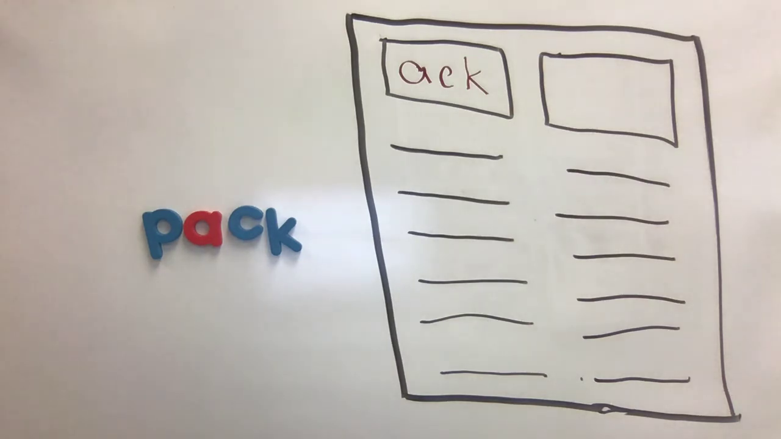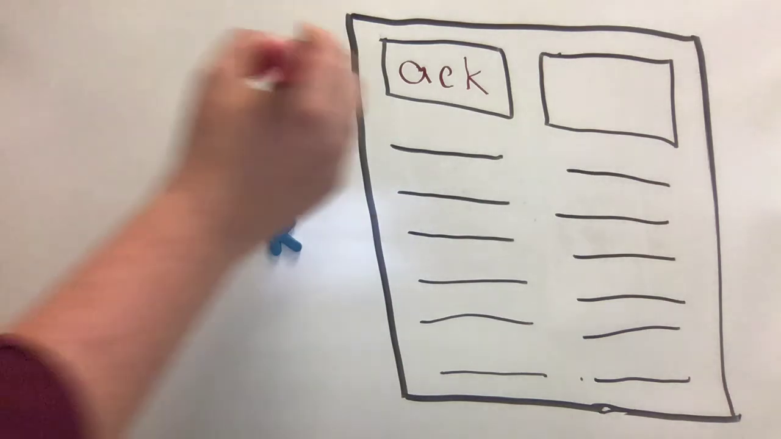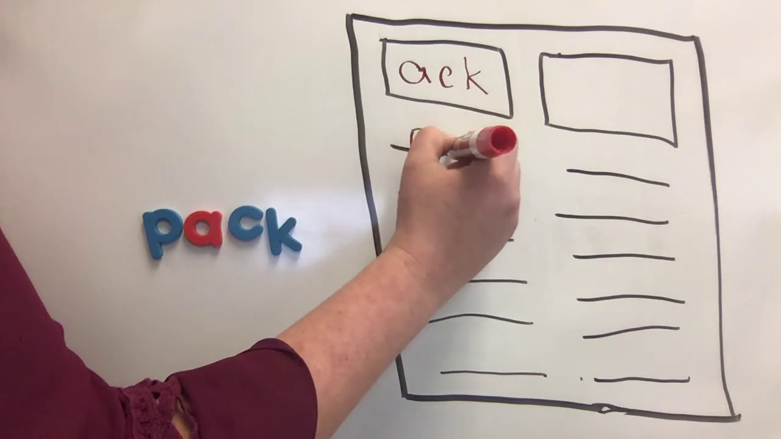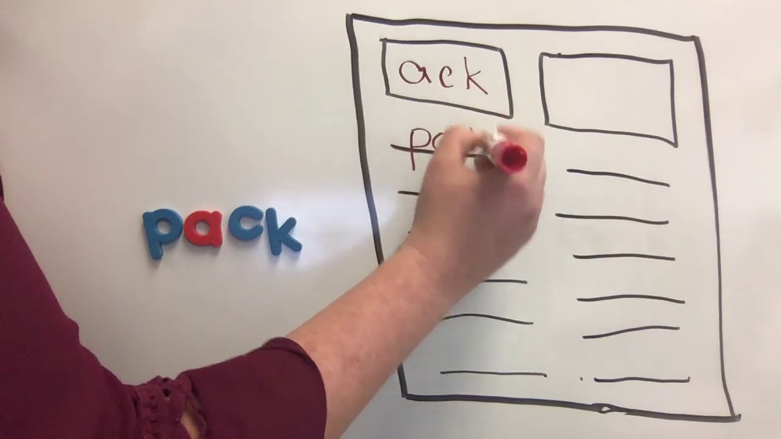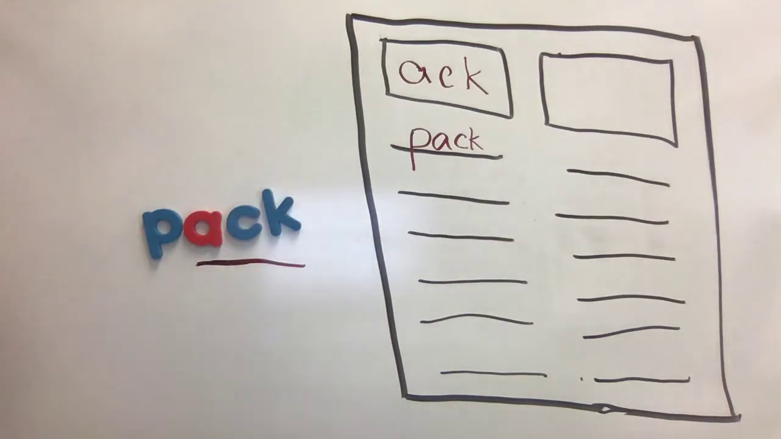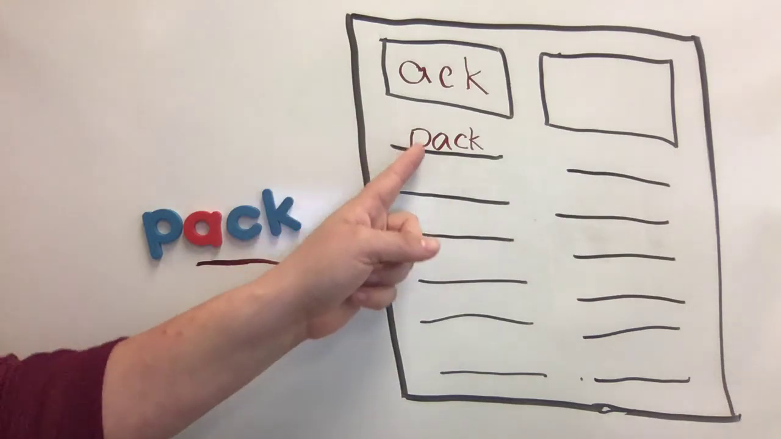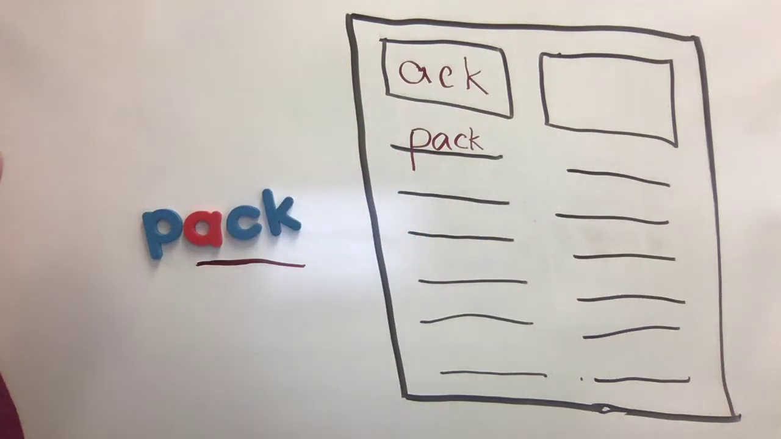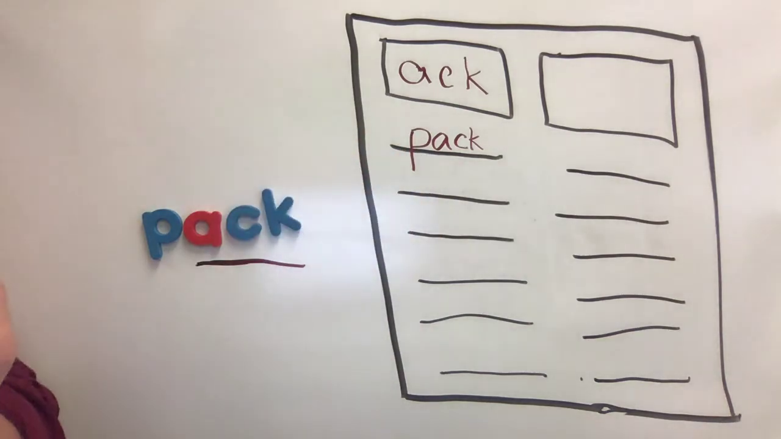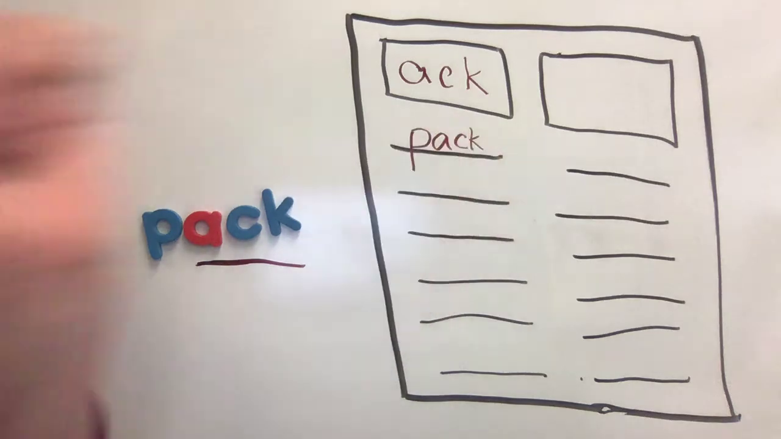Now, we're going to write the word pack on the first line, and I'm going to make the sounds as I'm writing each letter. P, a, k, pack. Pack. And notice how I used a lowercase p because we're just writing one word. It should not get an uppercase P. The P tail goes under the line. Go ahead, press pause. You're going to write this word. Make sure you make the sounds as you write the letters.